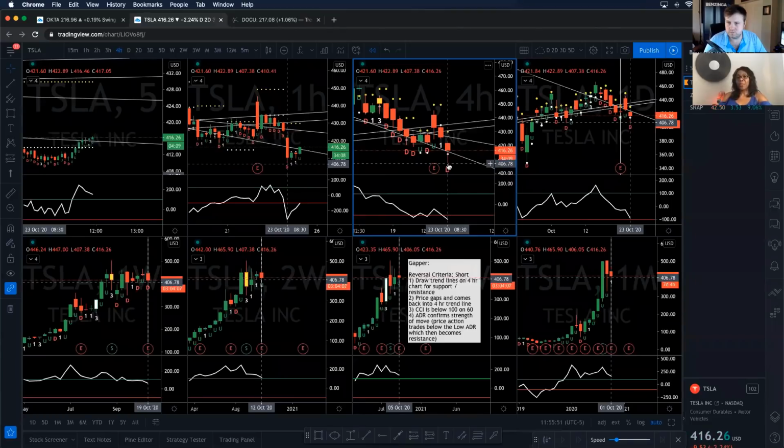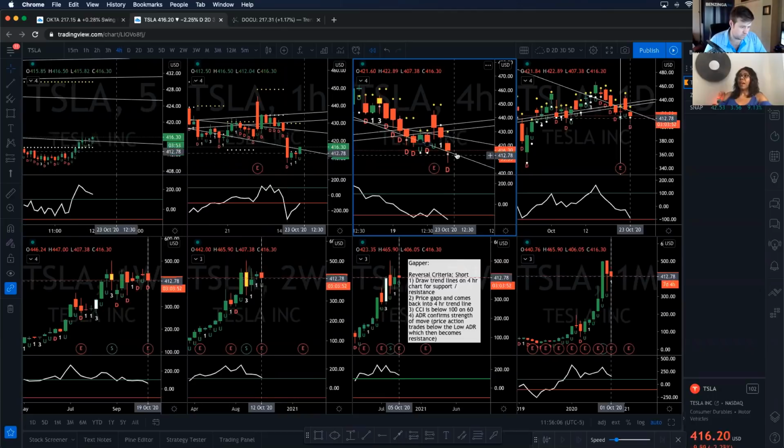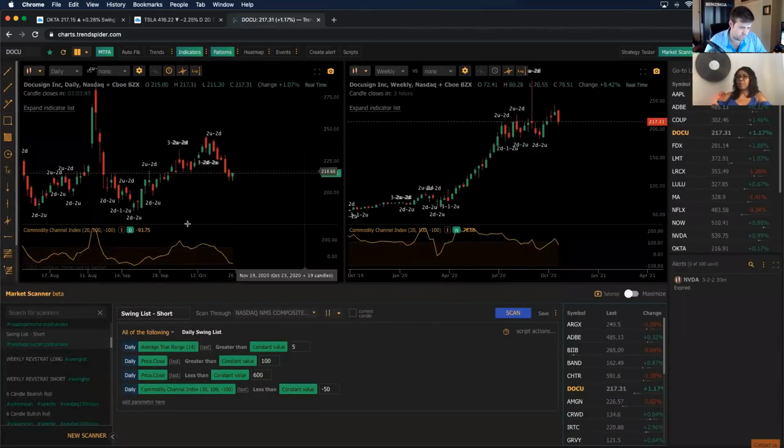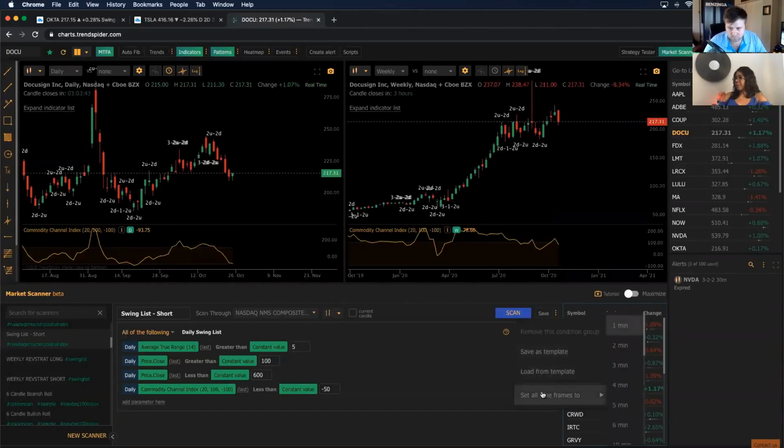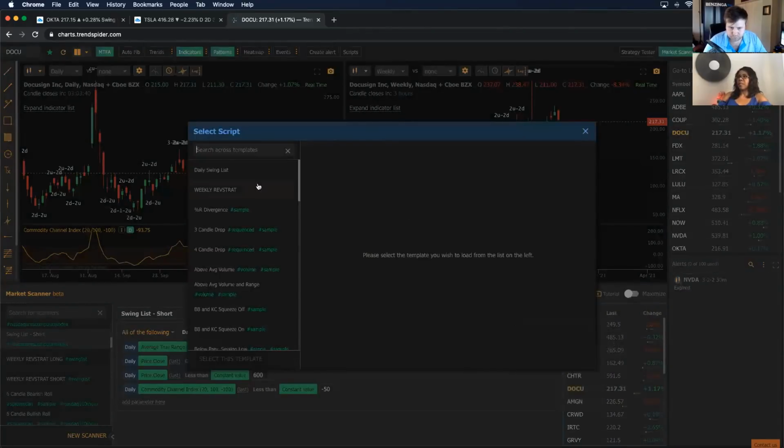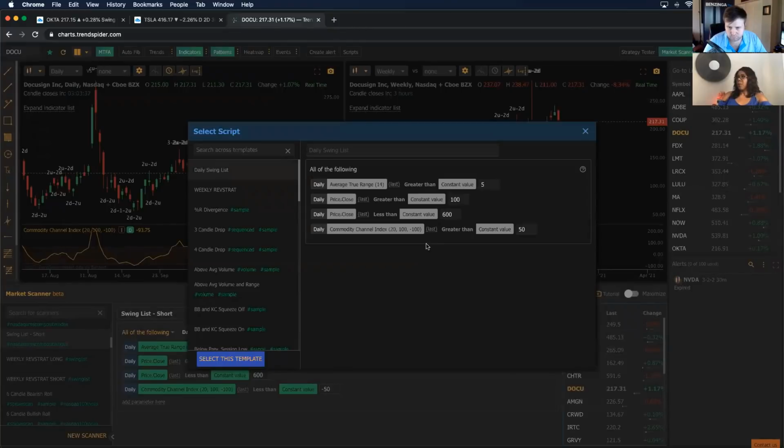So here's where I do use average true range. I use that because I want stocks that move. When I'm building my list of stocks, which is different from daily range, I actually have a scan in Trend Spider here, and this would be my script, my template. I'm looking for stocks that have an average true range of 5 or more. That's going to tell me how much that stock moves. I want at least a $5 move in my stock.